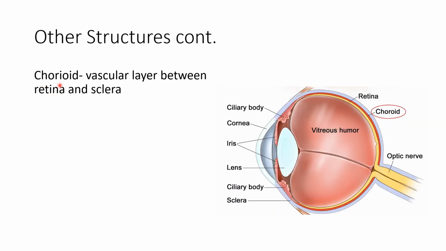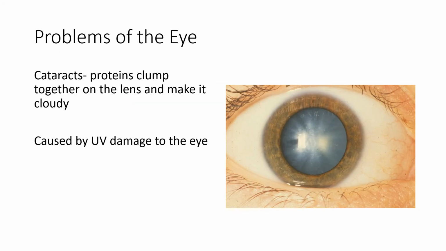We also have the choroid, which is a layer of vascular tissue that's between the retina and the sclera, so this helps to provide blood supply to the eyeball. Let's move on to some problems that can be associated with the eye.